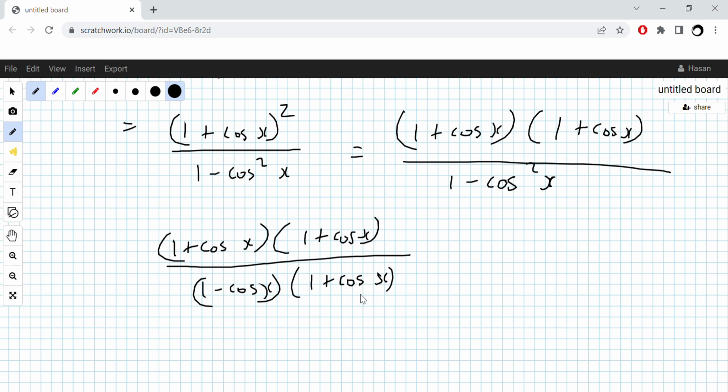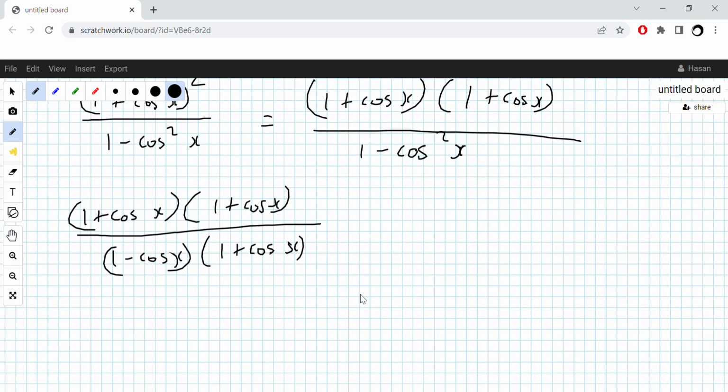The way we would recognize this difference of two squares is imagine you had x squared minus 9. When you're doing difference of two squares, this has to be a square number, this has to be minus, and this has to be a square number. If these three features are there, then you can do difference of two squares.